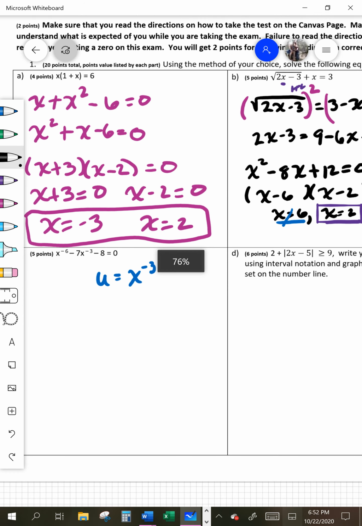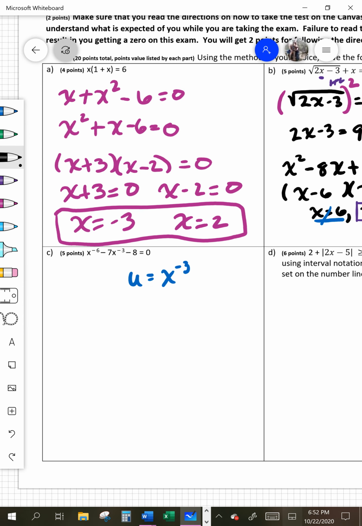So we can rewrite this as u squared minus 7 times x to the negative 3rd, which is the same thing as u, minus 8 equals 0.